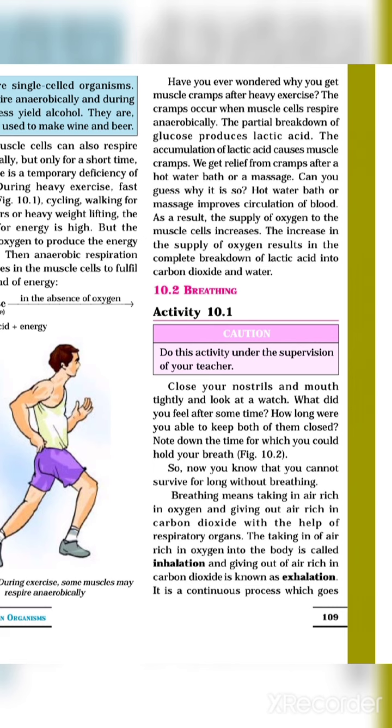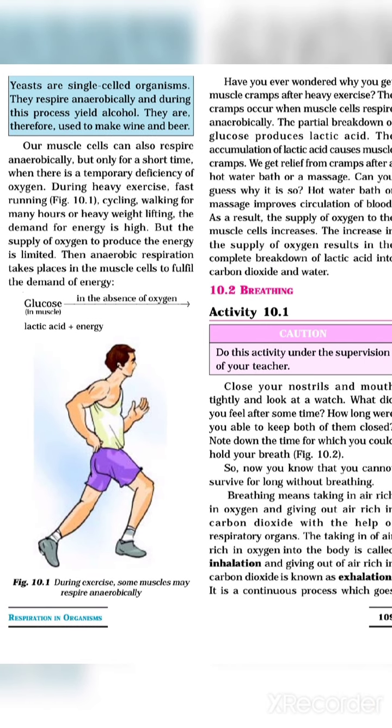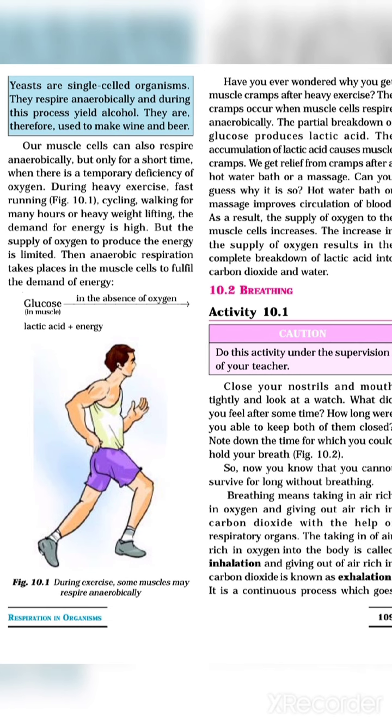So, dear students, in the previous class, we had been discussing the respiration process. Especially, we were discussing the types of respiration, that is aerobic respiration as well as anaerobic respiration. In the previous class, I had discussed the anaerobic respiration which takes place in our muscle cells. When there is a demand for more energy at the time of heavy exercise, the glucose breaks down in the absence of oxygen, anaerobic respiration takes place, and it leads to the formation of lactic acid.